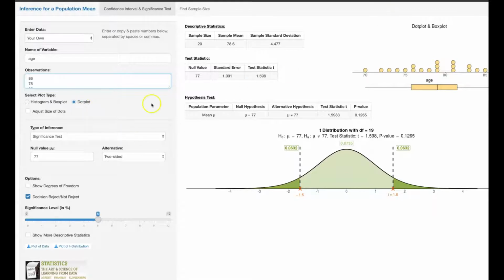Then we can run a significance test, since we have the data like this. We're going to run not a confidence interval, but a significance test. The null hypothesis was 77, and this was a greater than. We're going to run the greater than one. And so you can see you get your test statistic here, and you get your mean and standard deviation.